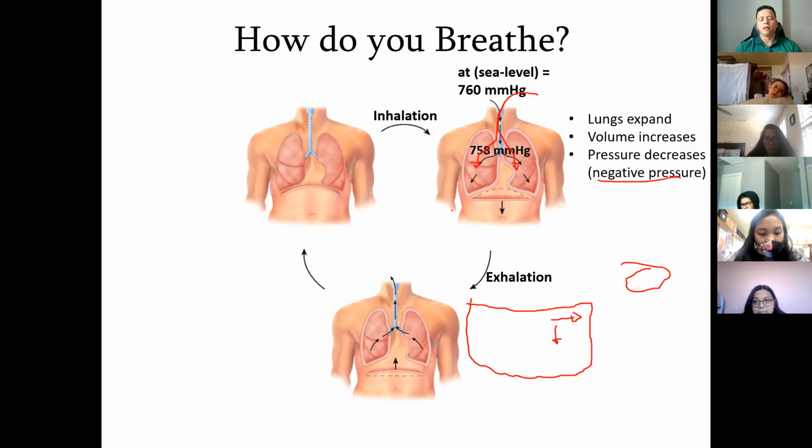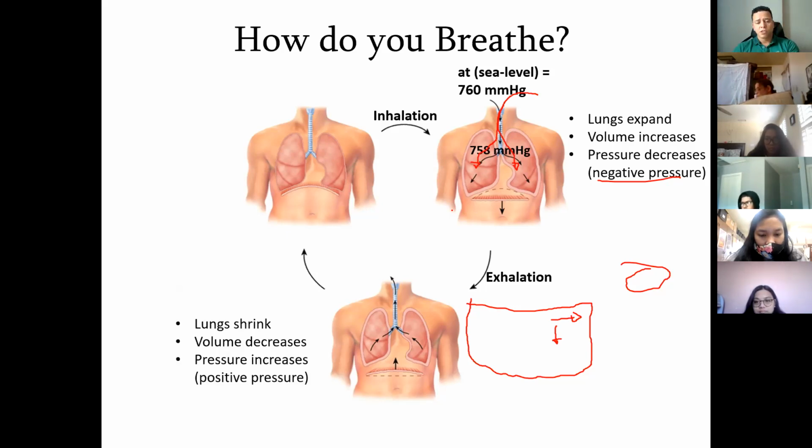In exhalation, we're going to have the opposite. In exhalation, we are going to decrease the volume of the thoracic cavity, decrease the volume of the lungs, and that will create positive pressure. It will increase the pressure. Not by much, only by 2 millimeters of mercury in comparison with the atmospheric pressure, but that is just enough for the air to be pushed out of the lungs, leading to exhalation, okay?